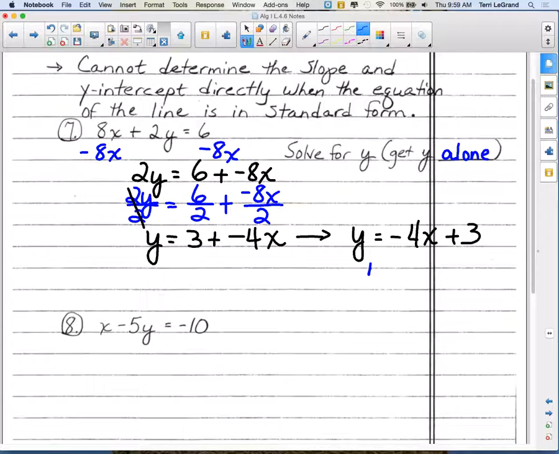What is the slope of this line? Negative 4. What's the y-intercept of this line? 3. What's the behavior of this line? Falling from left to right, falling on the graph from left to right. And where's it crossing the y-axis? At 3, yeah. Okay, go ahead and do number 8.